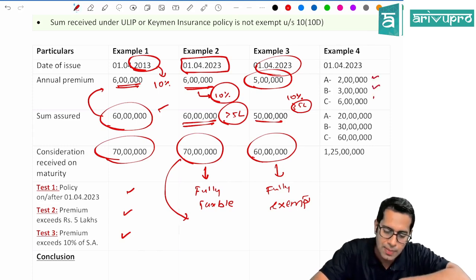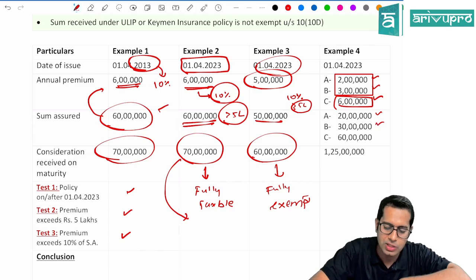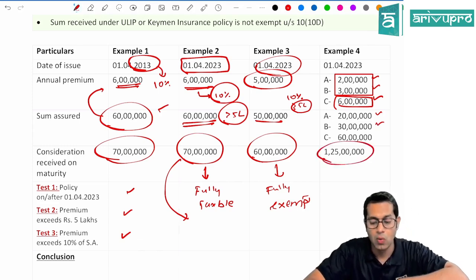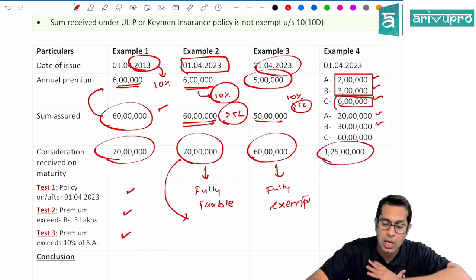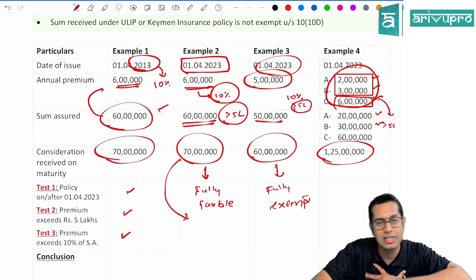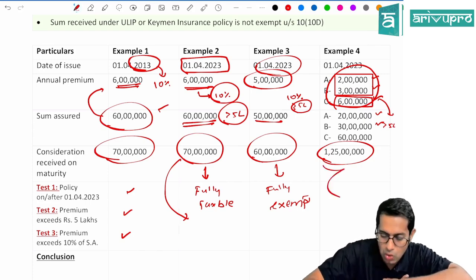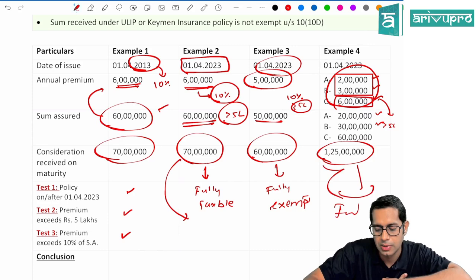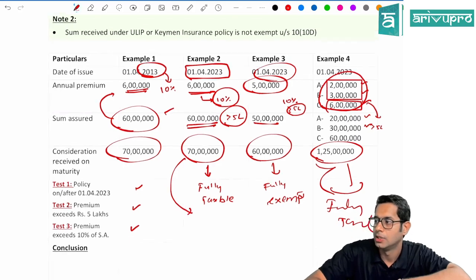If you see, I have taken 3 policies, for 2 of which the premium is not more than 5 lakh rupees. One policy premium is more than 5 lakh rupees, and I have received a total of 1 crore 25 lakhs. Now what will happen, sir? Now they say the total premium which you are paying should not be more than 5 lakhs. Can I say the total premium is more than 5 lakhs? Yes. Whatever amount I am receiving, fully taxable. This is the new amendment they have made.